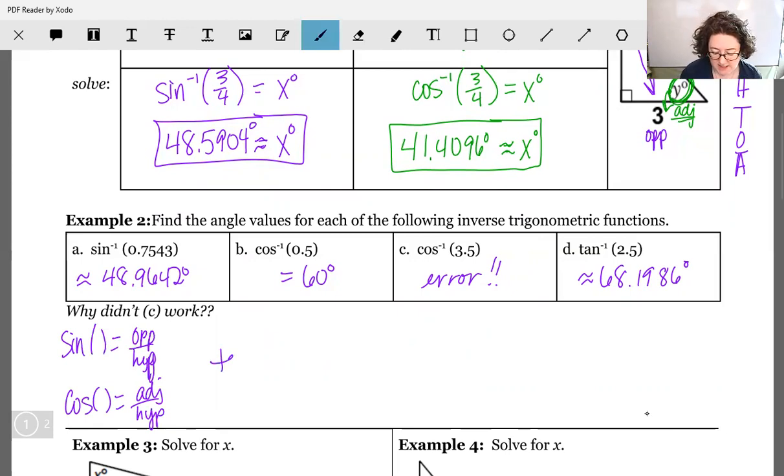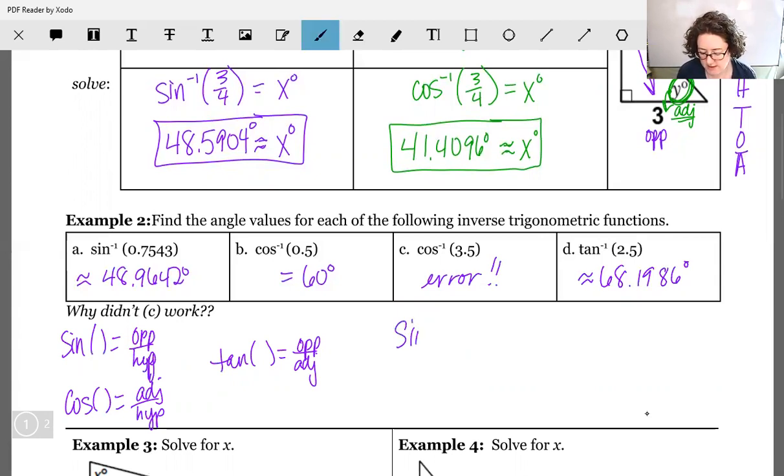But if you're looking at your tangent ratio, so tangent of an angle is opposite over adjacent, you could have any combination. Sometimes the opposite side might be bigger, sometimes the adjacent side might be bigger. And so when you plug in a tangent value that's bigger than 1, you have no problems. But if you plug in a value that's bigger than 1 for sine inverse or cosine inverse, you're going to get an error message because that's just not making a possible right triangle.